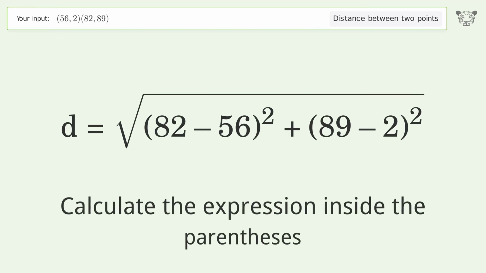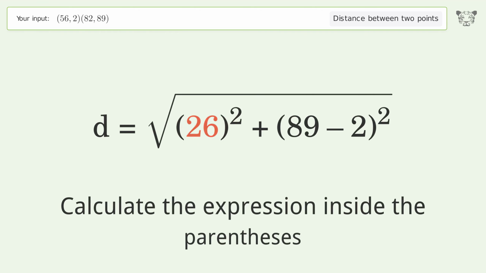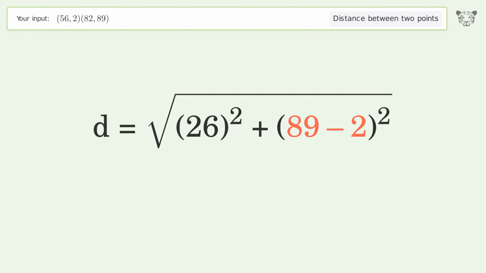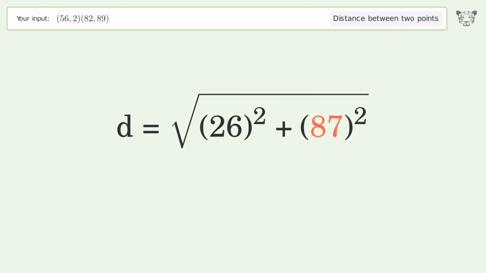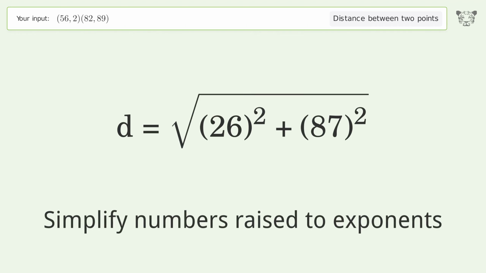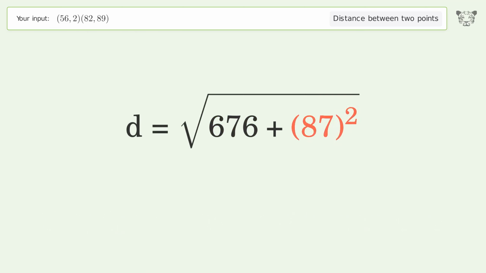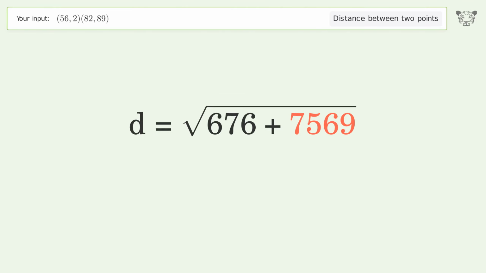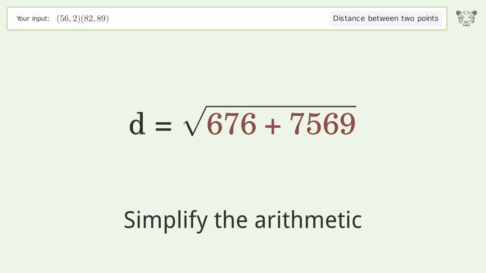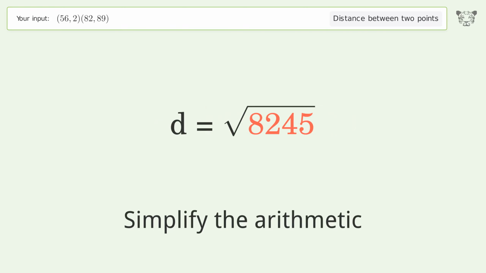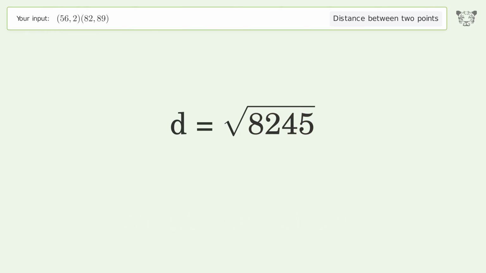Calculate the expression inside the parentheses. Simplify numbers raised to exponents. Simplify the arithmetic. And so the distance between the 2 points is the square root of 8,245 or 90.802.